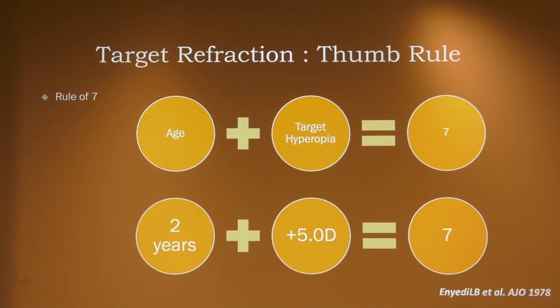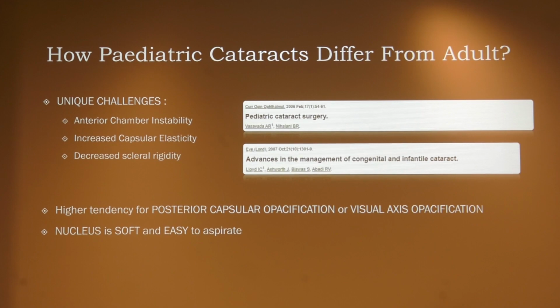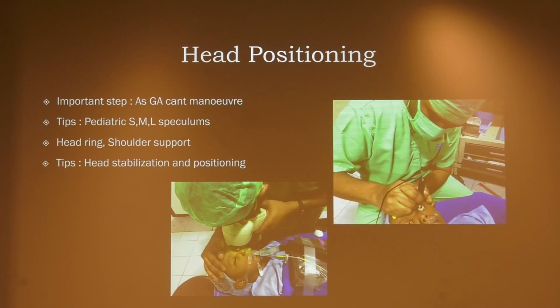The thumb rule, when you're talking about myopic progression, that I use is the rule of 7, where I use the age and the target hyperopia, and the total should be 7. This is usually for 7 years of age or less. So how do pediatric cataracts differ from adult? It's a unique challenge. Anterior chamber can be unstable, increased capsular elasticity, decreased scleral rigidity, higher tendency for PCO formation, and the nucleus is soft and easy to aspirate as compared.